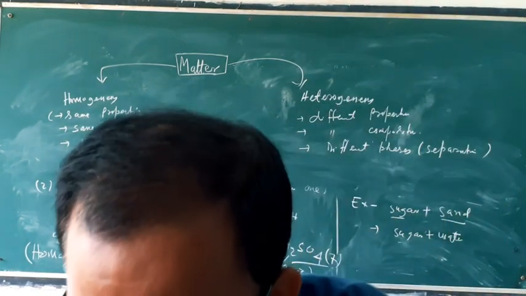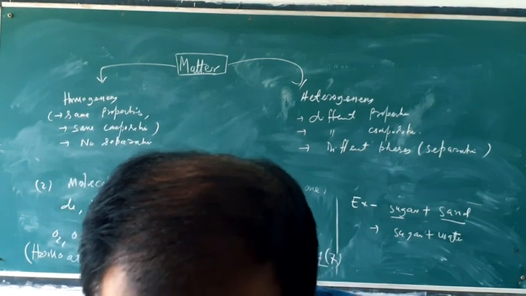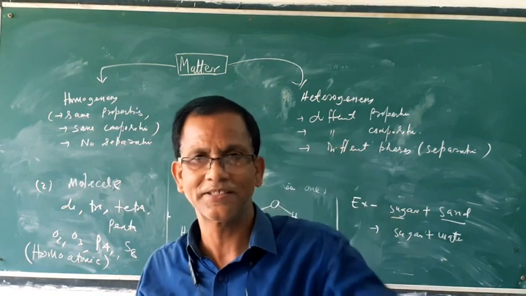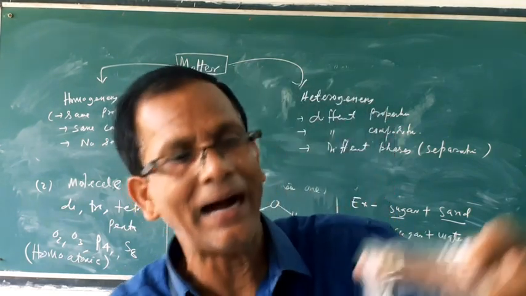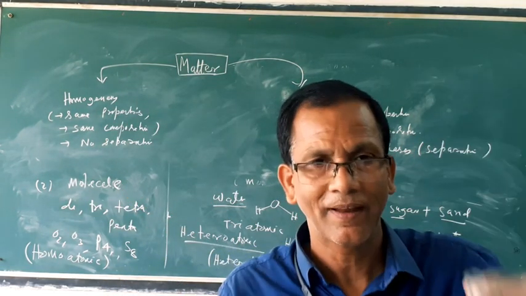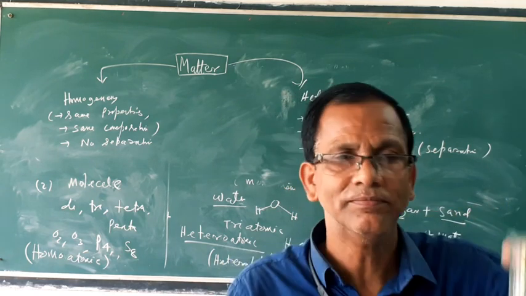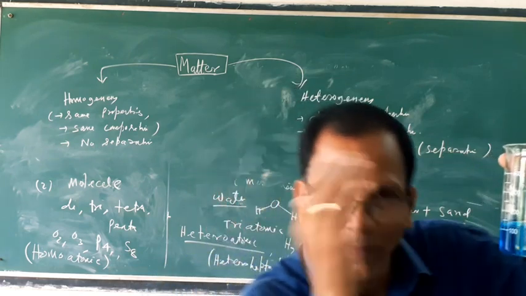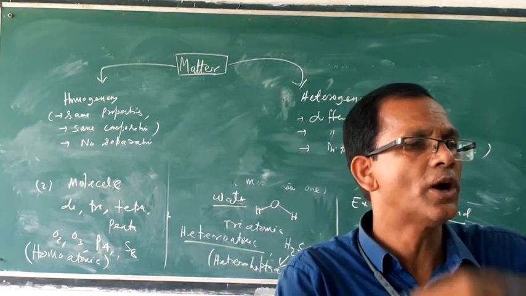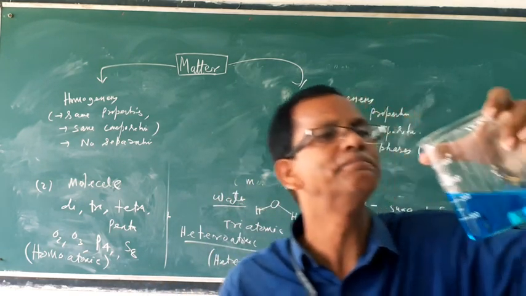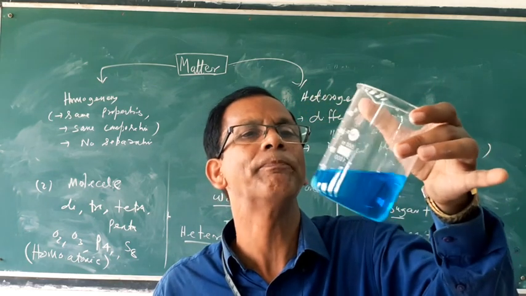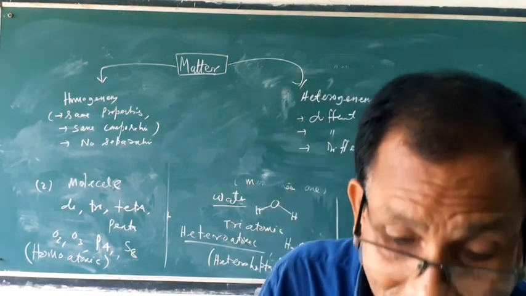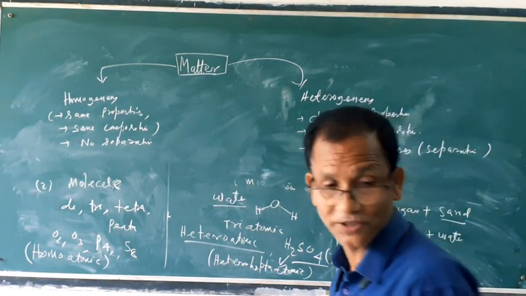But if you add 2-3 chalk pieces like this, then you see it is visible. It is visible, which means not properly mixed in water. Not properly mixed means it is remaining the same. That's why it is heterogeneous.